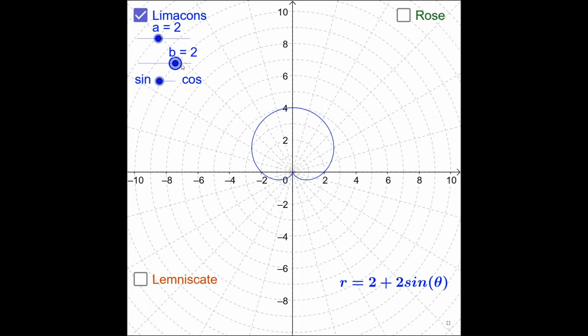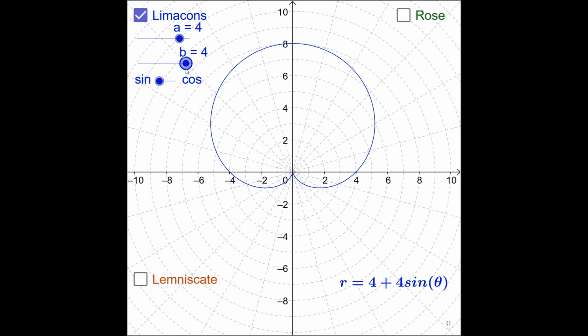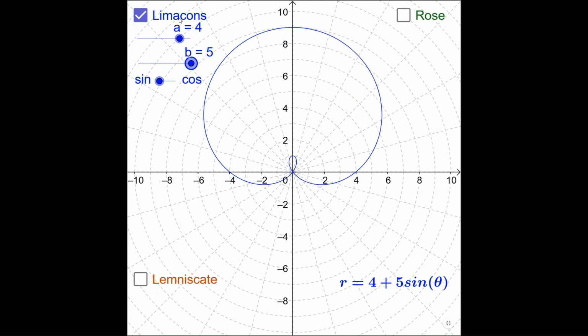Just to see what these look like, let's look at a slightly different function. Let's make the A value a 4, and let's make the B value also 4. So if we have r equals 4 plus 4 sine of theta, because the A and the B value are equal to each other, that's a cardioid. If we had r equals 4 plus 5 sine theta, again, 4 is smaller than 5, so we have the inner loop.